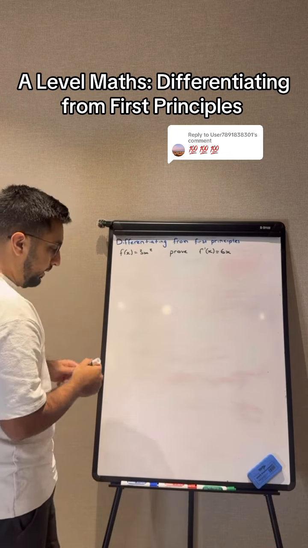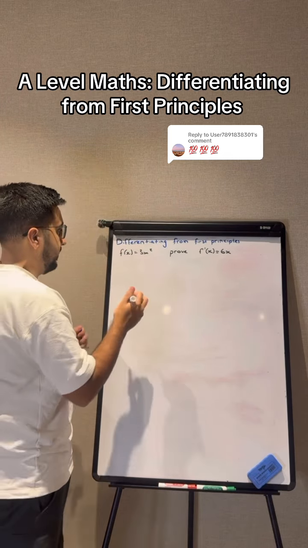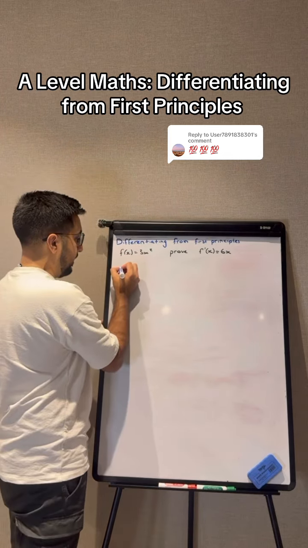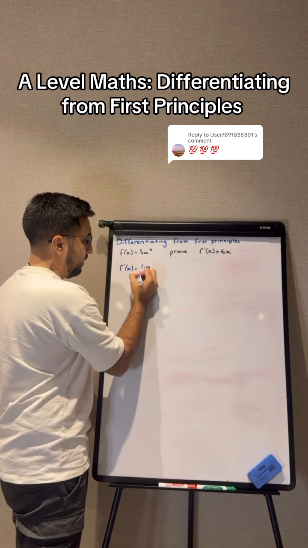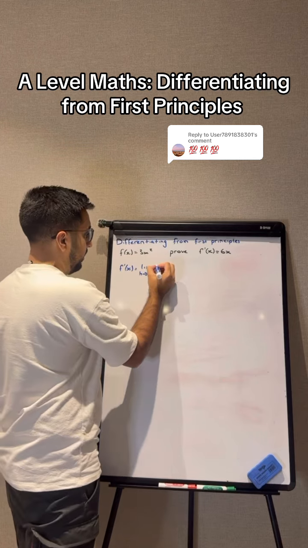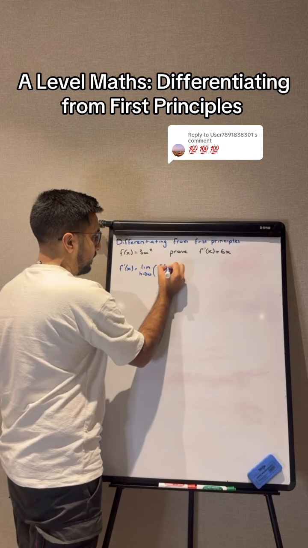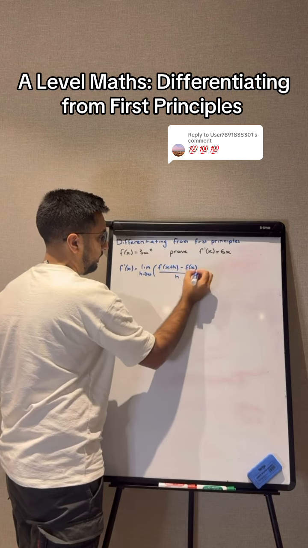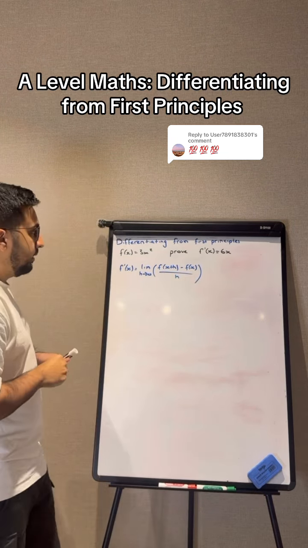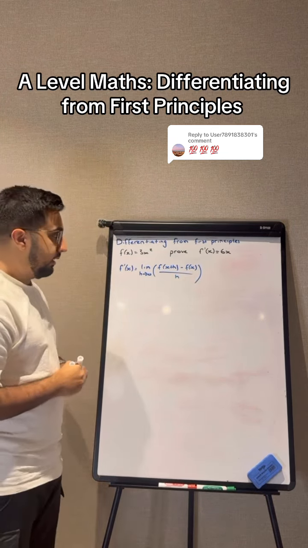So, how do we do it? Like I said in the last video, we proved that the differential is equal to the limit as h tends towards 0 of f of x plus h minus f of x, all over h. Now we just have to plug everything in.